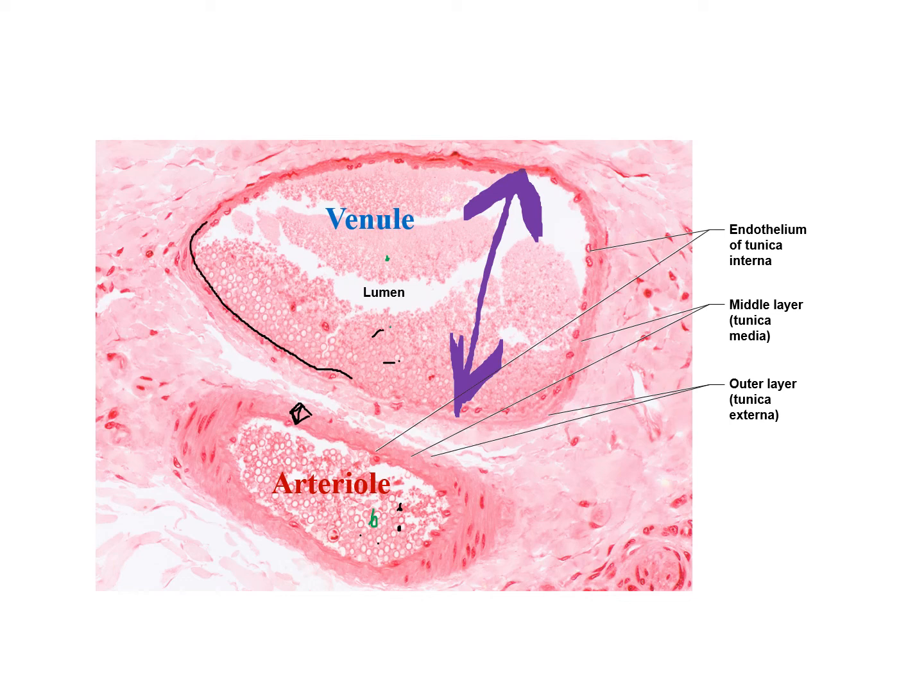Now, does the venule have a tunica media? Yes, it does. It has smooth muscle and elastic fibers, but it's not nearly as thick. Why is that? Because the blood is being pumped under less pressure by the time it gets to the venule than when it branches off an artery.